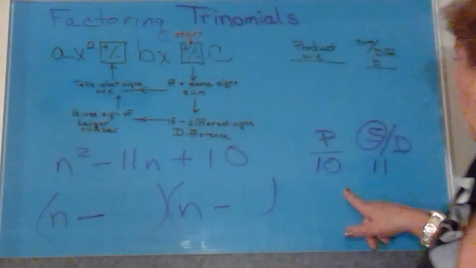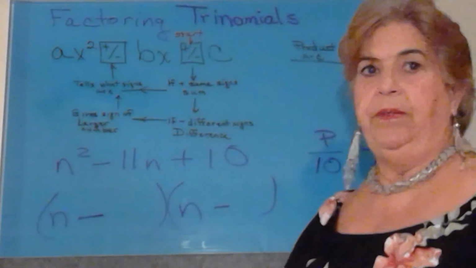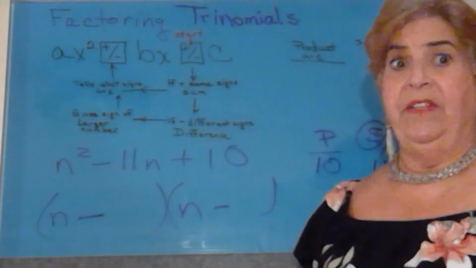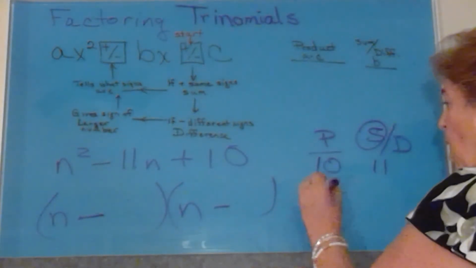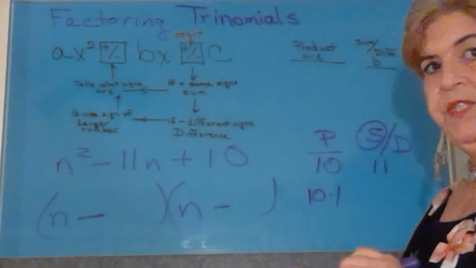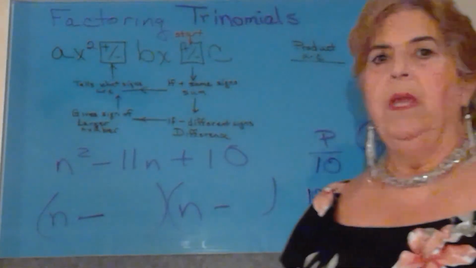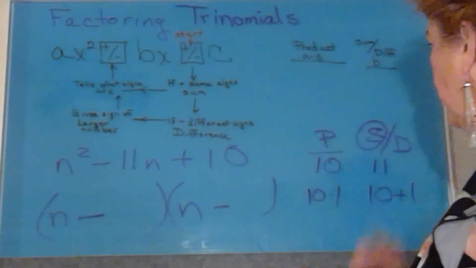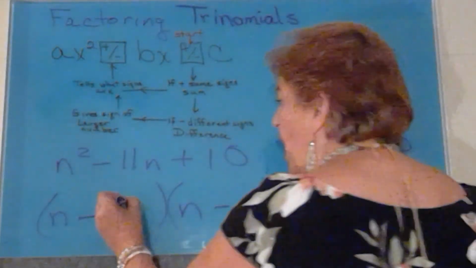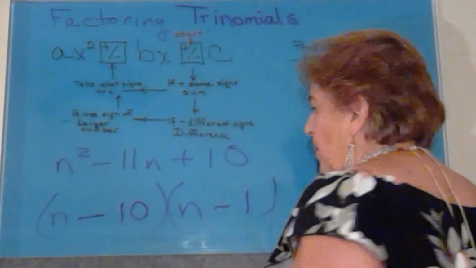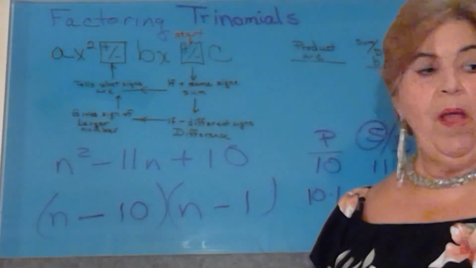So, what gives me a product of 10 and a sum of 11? Well, 2 times 5 isn't going to work. But 10 times 1 is 10, and 10 plus 1 is 11. So my numbers are 10 and 1. Again, my signs are the same, so it doesn't matter which place I put the 10 or which place I put the 1. And you now have it factored.